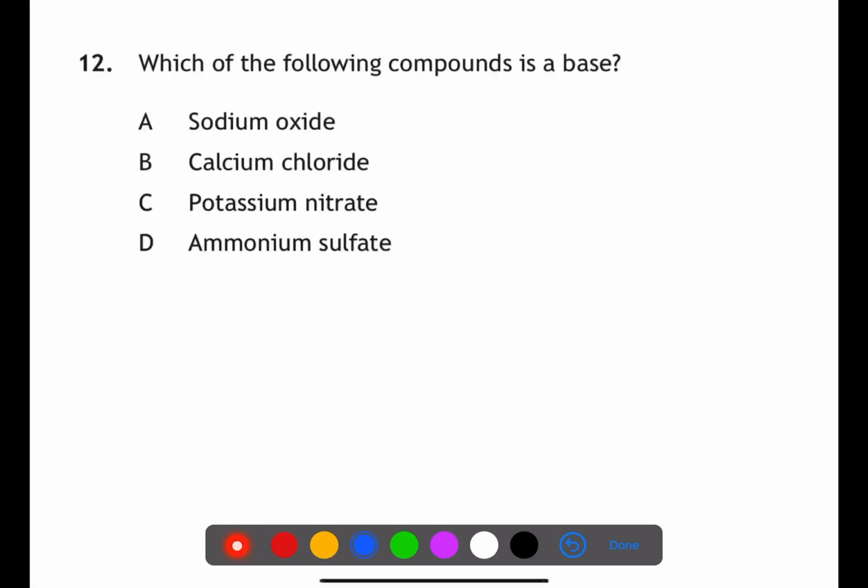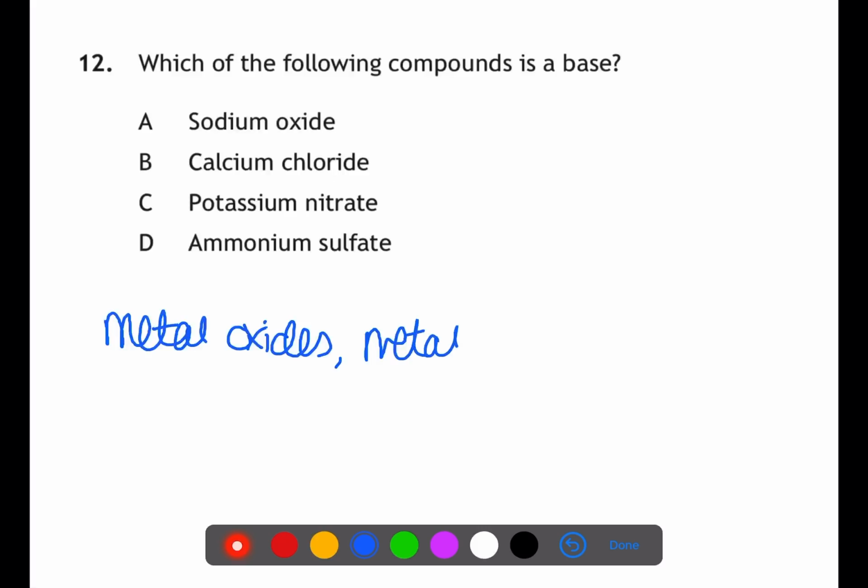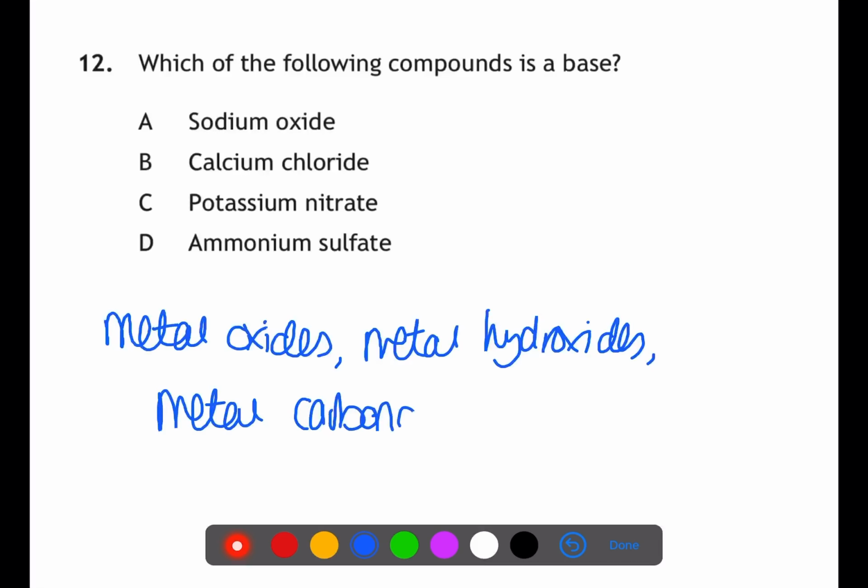Question 12. Which of the following compounds is a base? A base is a substance which can neutralise an acid. Bases are metal oxides, metal hydroxides, and metal carbonates. All other substances with metals are salts. In this case, sodium oxide, A, is the answer.